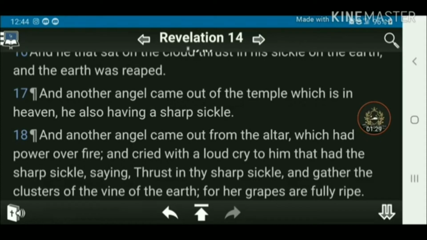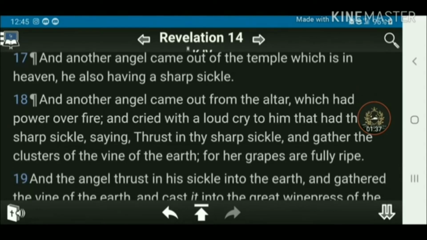Now, this second angel, the first angel was reaping the wheat. The second angel here on verse 17, let's see who he reaps. And another angel came out of the altar, which had the power over fire.